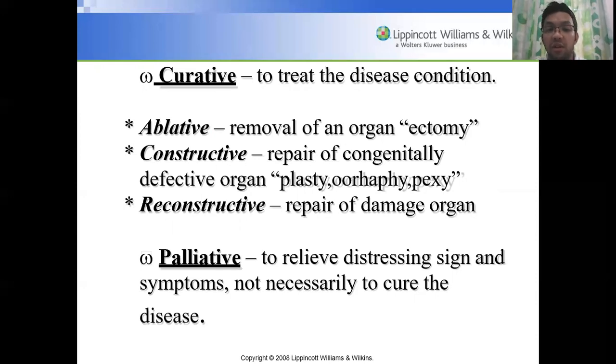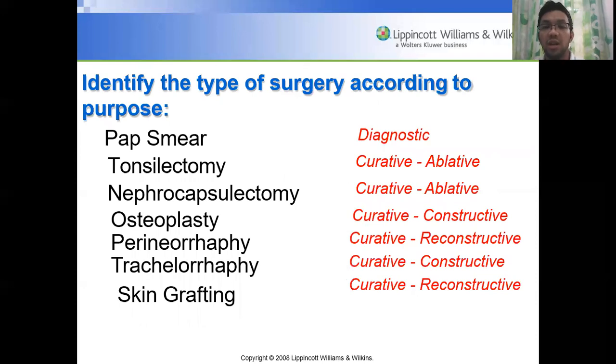Next, palliative. This is to relieve distressing signs and symptoms, but it does not necessarily cure the disease. We've mentioned a few of these surgeries during pain management. When they are going to operate on the patient's spine or even the brainstem in order to remove the chronic pain that the patient is feeling. So that is palliative. It did not cure the disease, but it will help relieve the signs and symptoms. So we need to identify according to the purpose of surgery.